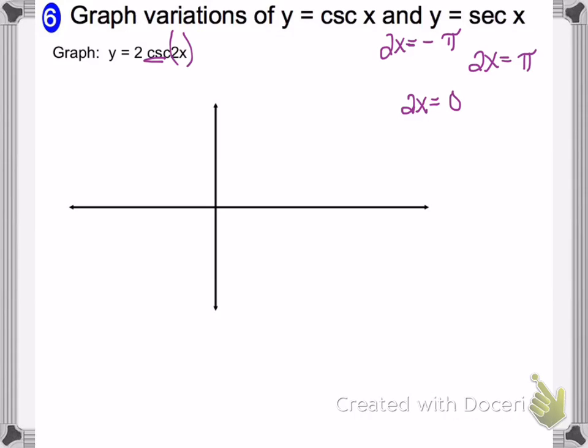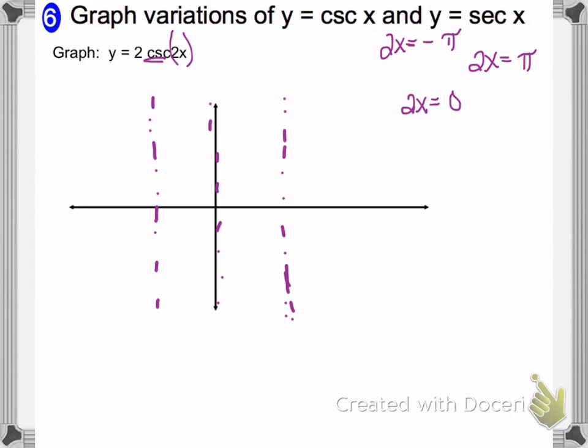Okay, so what I did is I took each one of those parentheses, that 2x that's in parentheses, and set it equal to my 3 vertical asymptotes. Now, what do you divide by to get x by itself? So you're going to divide each one of those by 2. You're going to notice that you're going to have vertical asymptotes occurring at the following 3 locations.